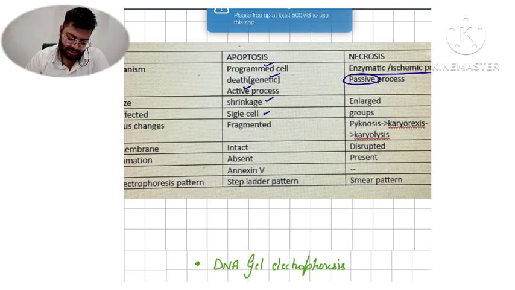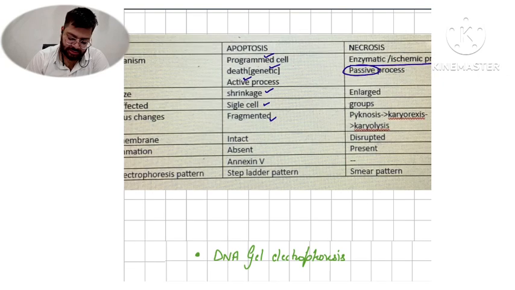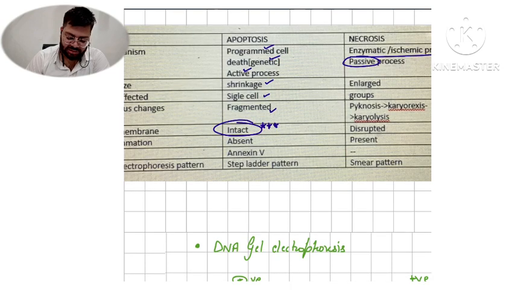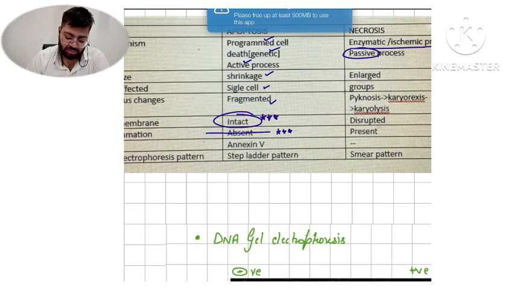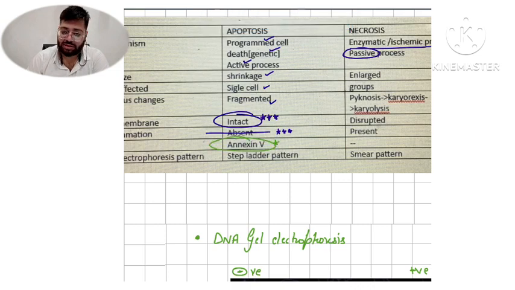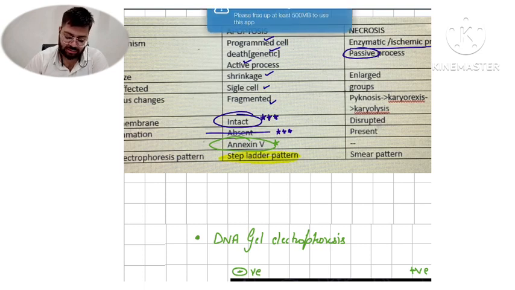The next is nucleus changes. The nucleus will be fragmented. Yes, the cell membrane will be intact. That is important. There is no inflammation. That is also important. See, in apoptosis, the cell wants to die on its own. It's a suicide program. Why will there be any other effects? Inflammation will not be present in it. The stain we use is annexin V. Annexin V is the stain to detect apoptosis. And the other thing is that the gel electrophoresis pattern is a step ladder pattern. In necrosis, it is a smear pattern.